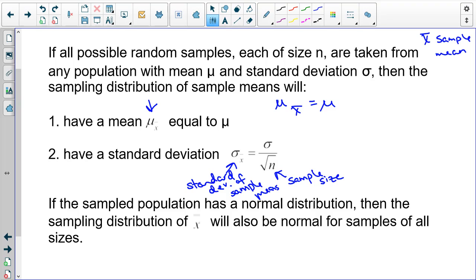All right, so if the sampled population has a normal distribution, then the sampling distribution of x bar will also be normal for samples of all sizes. Can we put that in our own words? What is that saying? If the sampled population has a normal distribution, then the sampling distribution of x bar will also be normal for samples of all sizes. So what does that mean?